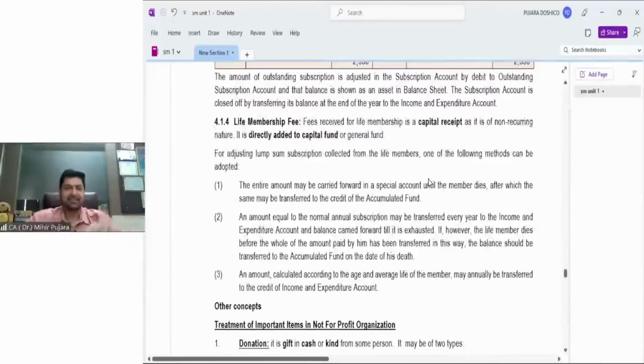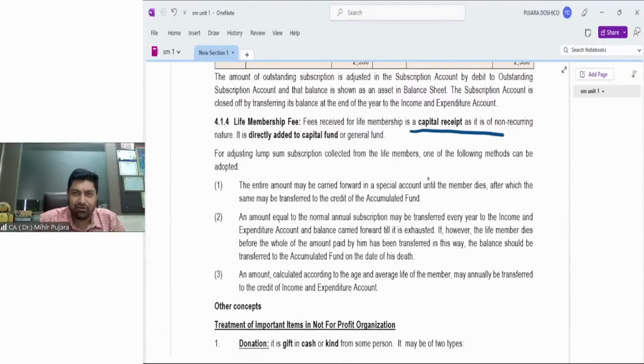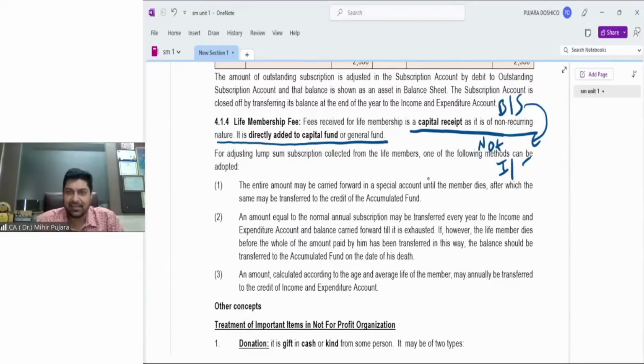Life membership fee, guys, please, please. It is also non-recurring. Look, it is written here, non-recurring. Right, the same concept I explained earlier. It is directly added to the capital fund. It is in balance sheet, not in INE. It is also added to the balance sheet in a capital fund, not part of INE.